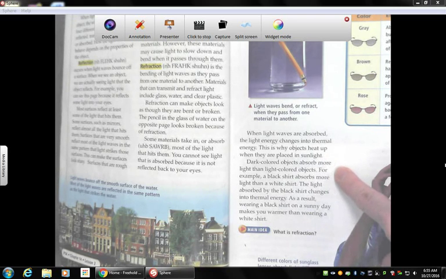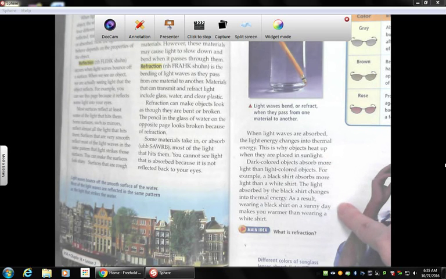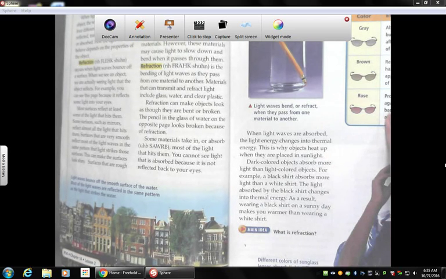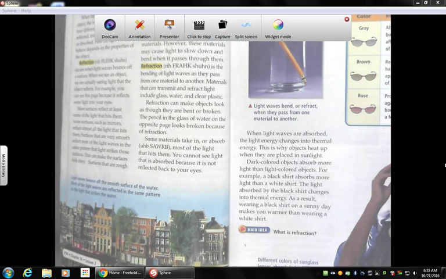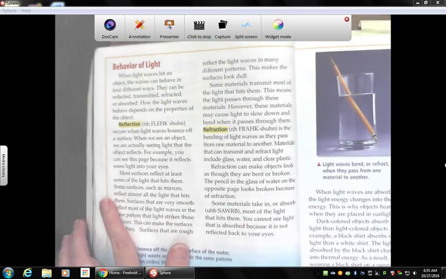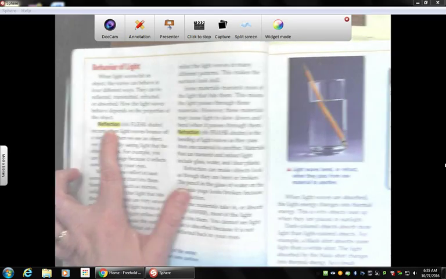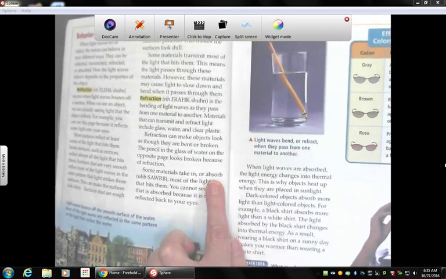For example, a black shirt absorbs more light than a white shirt. The light absorbed by the black shirt changes into thermal energy. As a result, wearing a black shirt on a sunny day makes you warmer than wearing a white shirt. Another example of this is if you've ever walked around outside in your bare feet in the summertime. A black driveway or a black street is going to feel much hotter to your feet than a light-colored sidewalk. So having just read this section, Behavior of Light, we now know what reflection, refraction, and absorbing of light are.